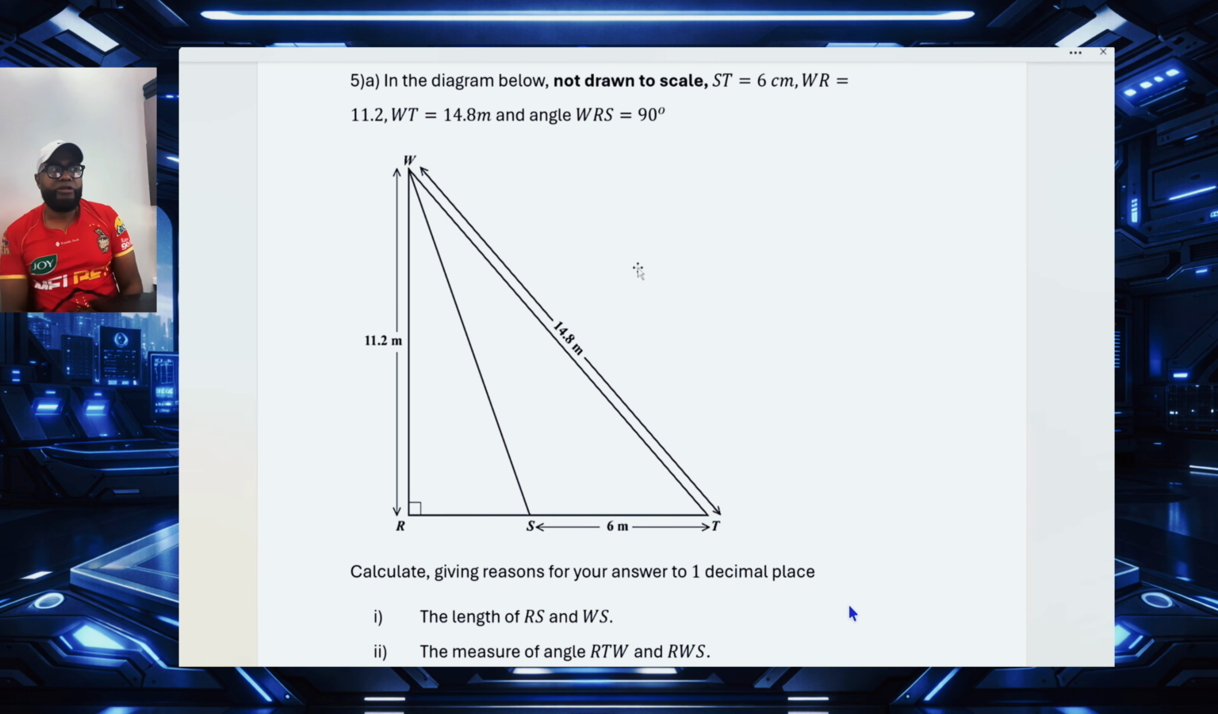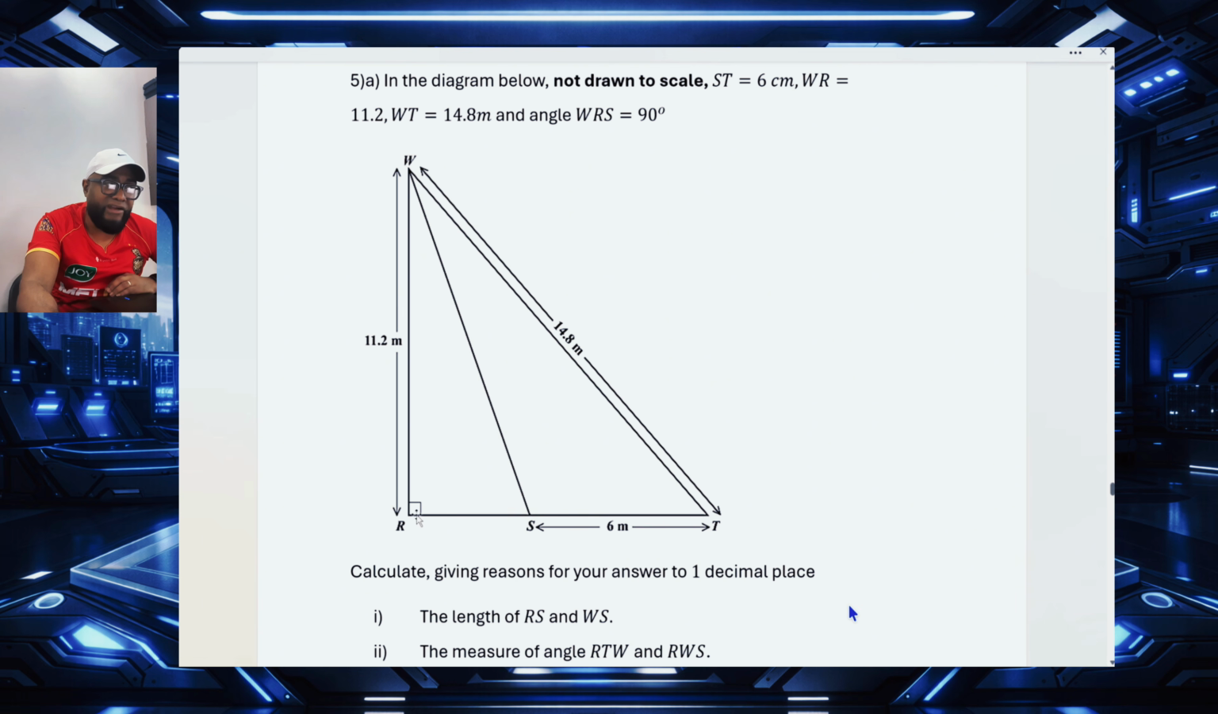In the diagram below, not drawn to scale, ST is equal to 6. So you see where ST is, yes, you are seeing that it's equal to 6. Then WR is equal to 11.2, WT is equal to 14.8 and the angle WRS is equal to 90. That's here, right? How is it we could have this triangle here? This is where I need to think outside the box, right? Nothing is going to come straight forward in CXC. Calculate, giving reasons for your answer, to one decimal place, the length of RS.